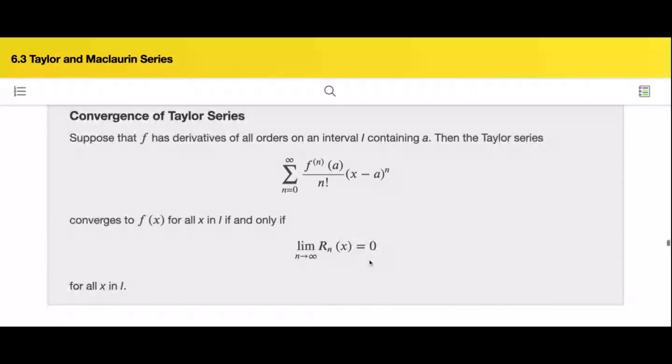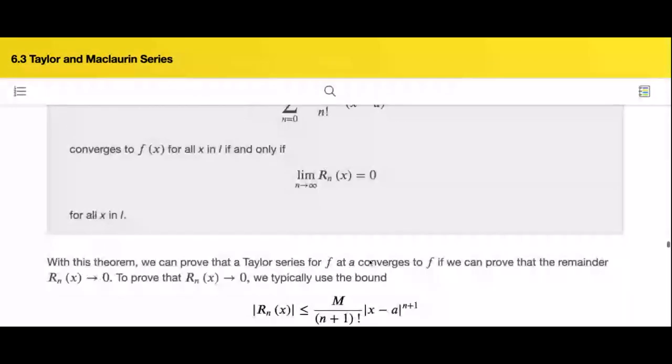So it converges, you know, when the remainder is 0. Okay, so R with subscript n means the n plus 1 term. It is the n plus 1 term.